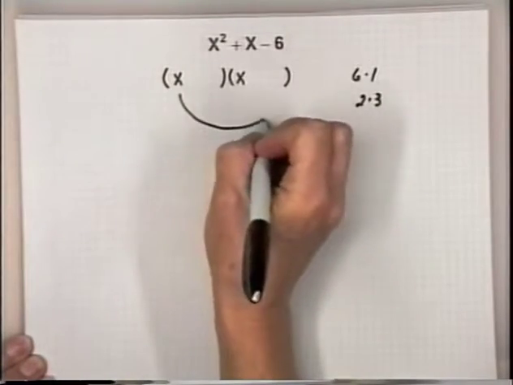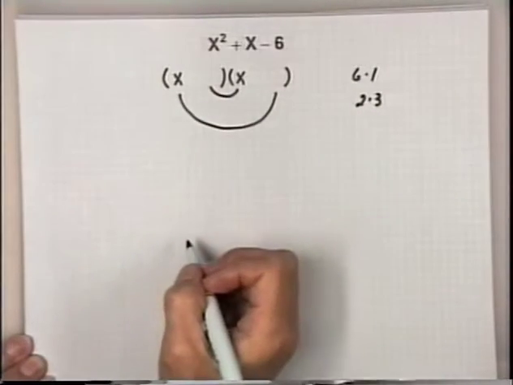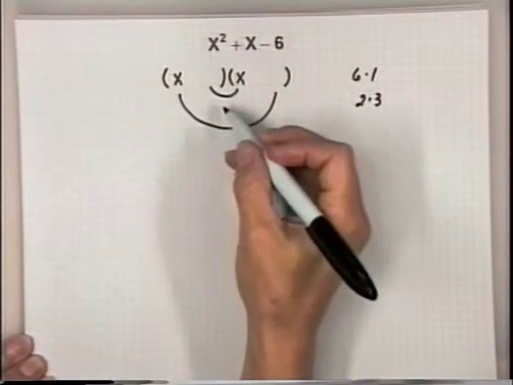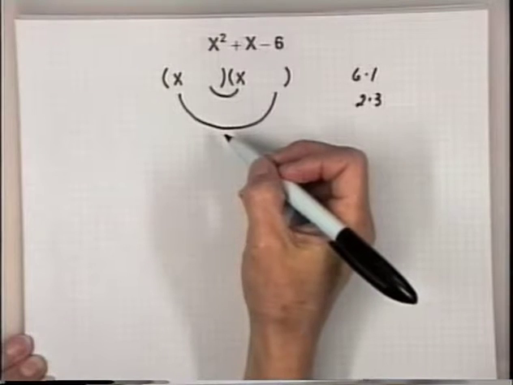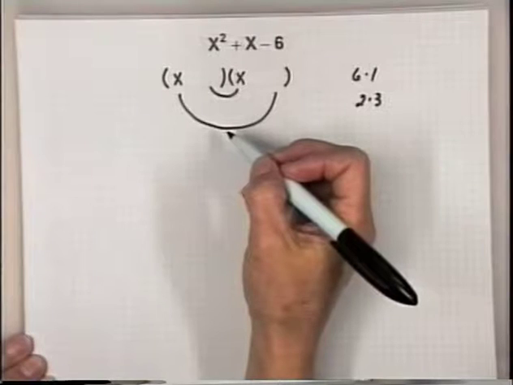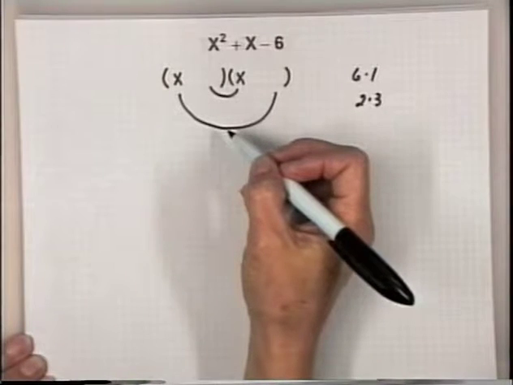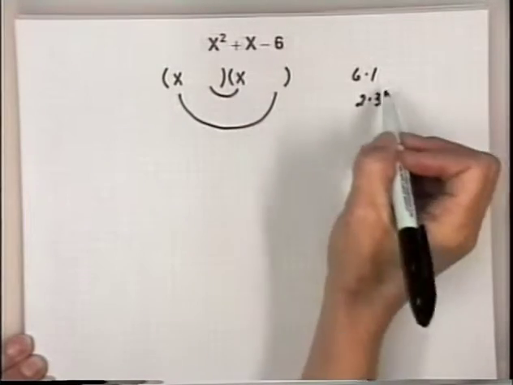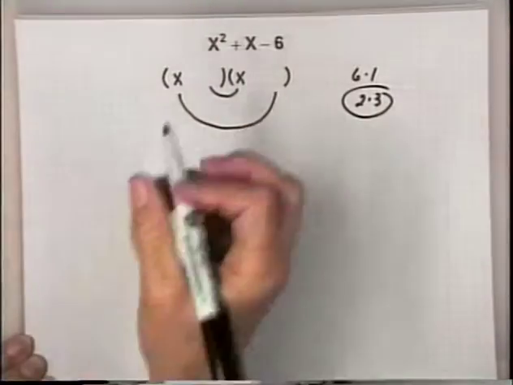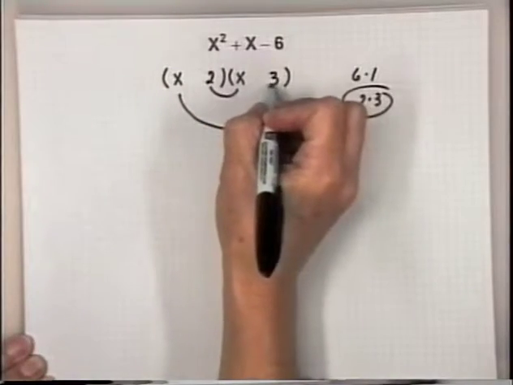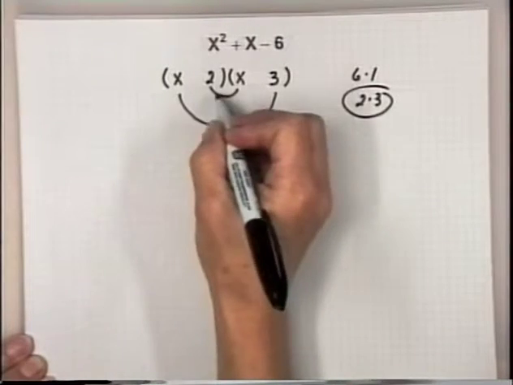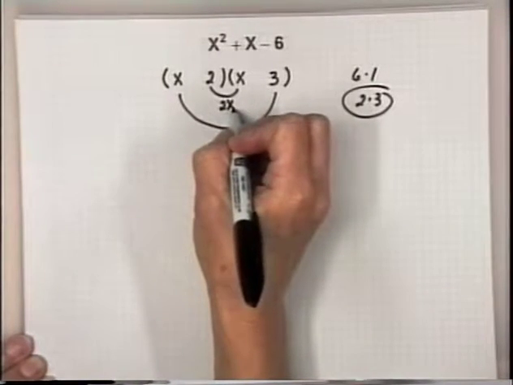Now, as we think about doing our outside and inside product, if these have opposite signs, these products will have opposite signs. When you add two terms that have opposite signs, you actually find their difference. So we're looking for two numbers whose difference will give us a 1. That would indicate using the 2 and the 3. Let's put those in. Now, I have an outside product of 3x here and an inside product of 2x.